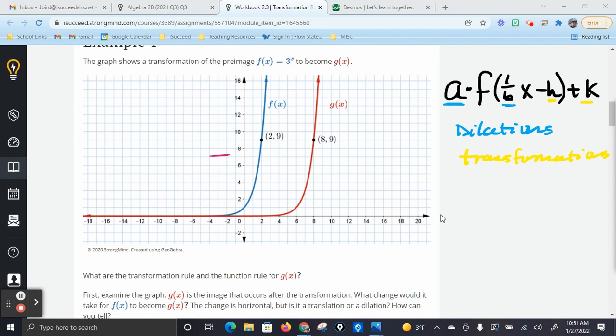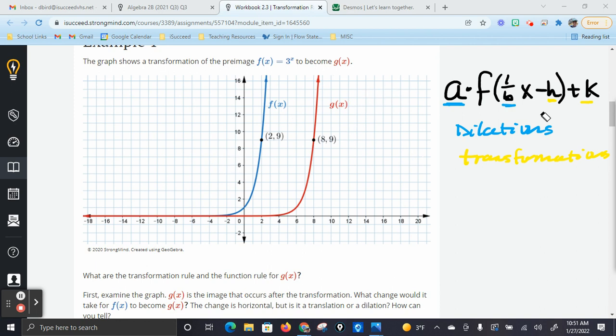has this function g of x is equal to 3 to the power of x minus 6. So that's still the exact same shape of the graph. It's just now been shifted to the right 6 units. And so that h value of 6 within the original function of 3 to the power of x is what denotes it to be shifted to the right 6 units.